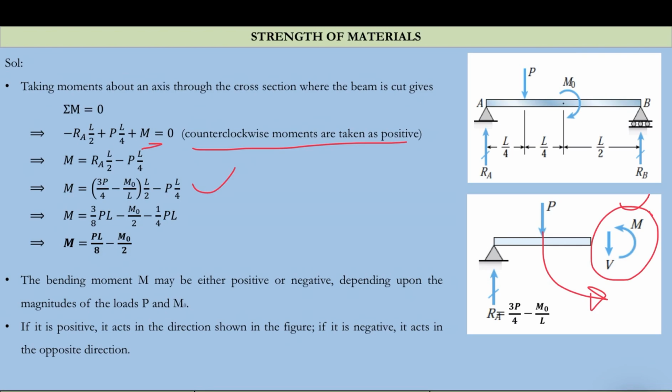So after putting the value of RA, it comes out to be PL by 8 minus M naught by 2. Here we cannot say directly whether it will be positive or negative, because it depends upon two quantities. If PL and M naught are such that M naught by 2 is greater than PL by 8, it will be negative. If M naught by 2 is less than PL by 8, it will be positive. If PL by 8 is equal to M naught by 2, it will be 0.